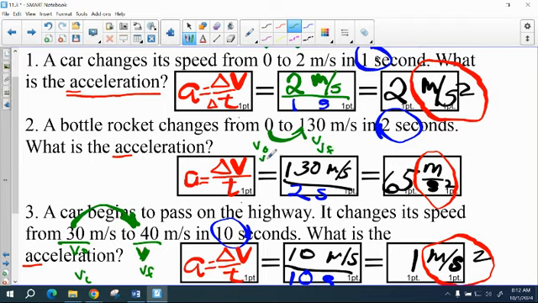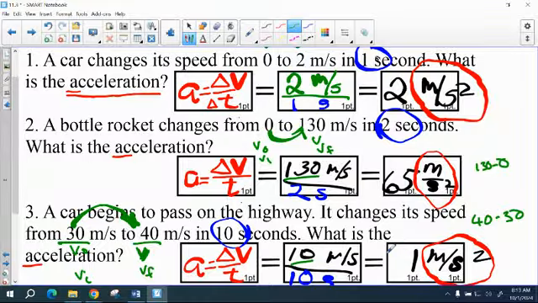And so if you were to do 130 minus 0, that's where this number comes from. Over here, this would be 40 minus 30. That's where this number comes from.